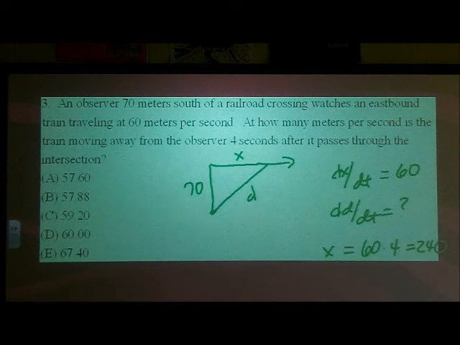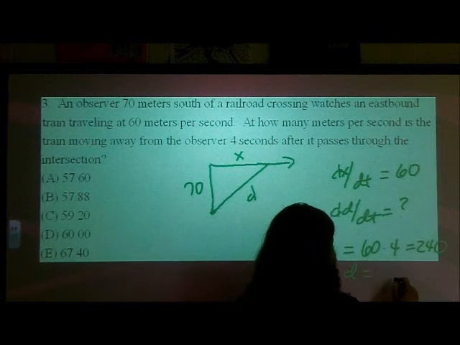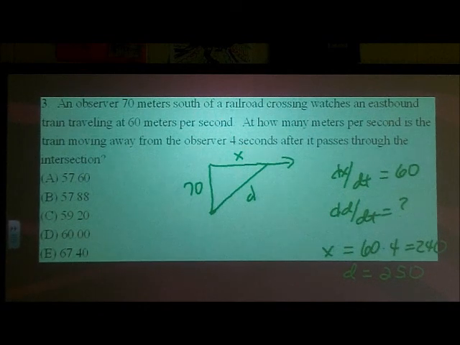Okay, so now the other thing that you have to calculate is at that exact instant when y is 70 and x is 240, what's d? So you just plug it all in. Can we do Pythagorean? Yep. All right. So Pythagorean theorem, you got to find out what d is. 250. Yep. Two fifty.